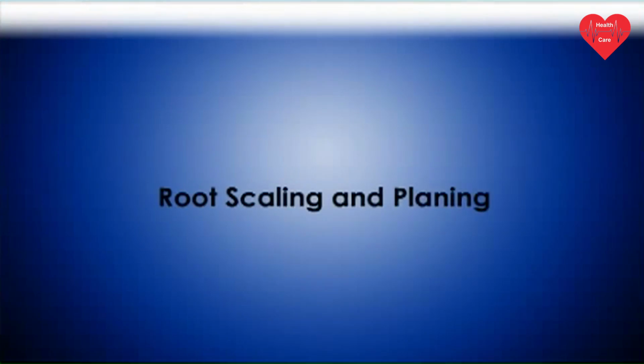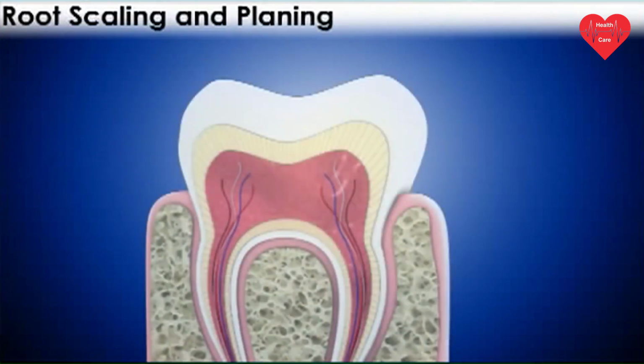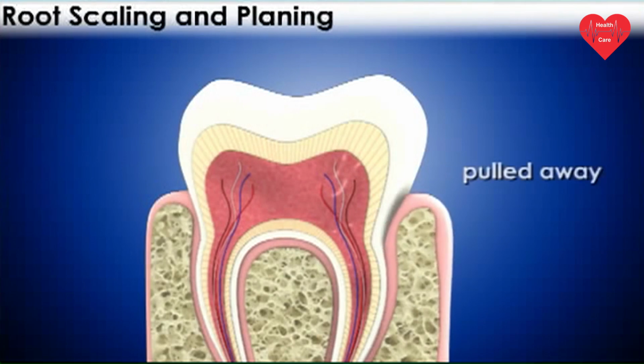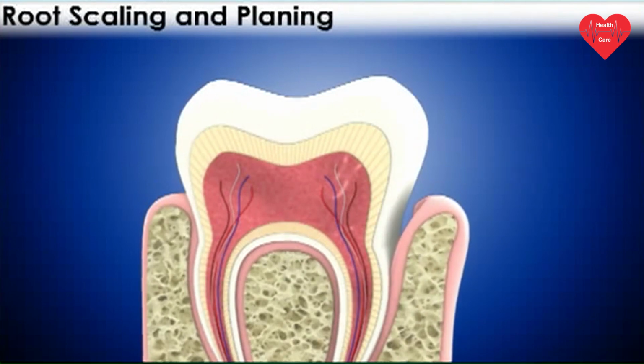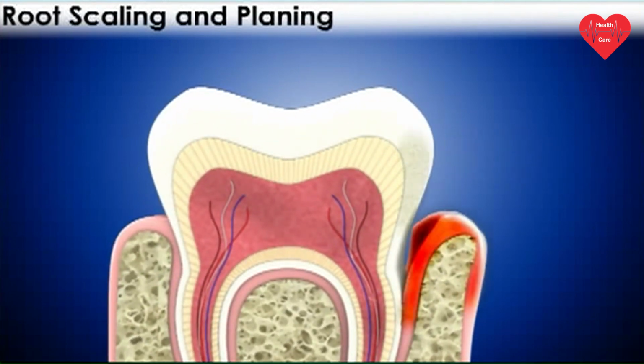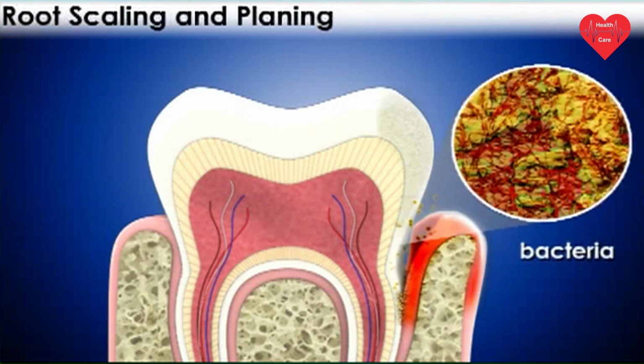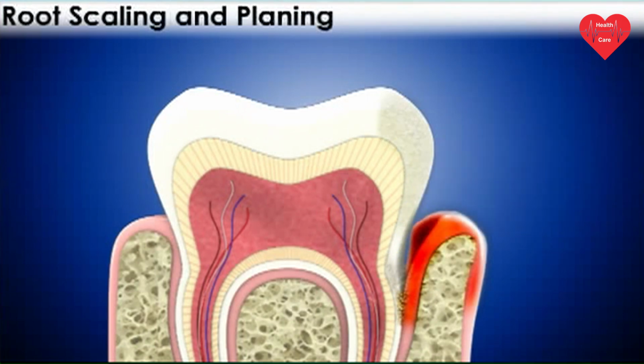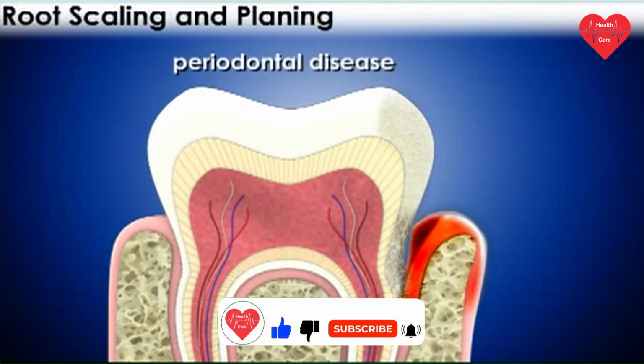Root scaling and planing. Due to gingivitis, the gum tissue is pulled away from the tooth and causes a pocket, which is filled with plaque and bacteria. The bone starts breaking down. Therefore, scaling and planing is necessary for treating periodontal disease.